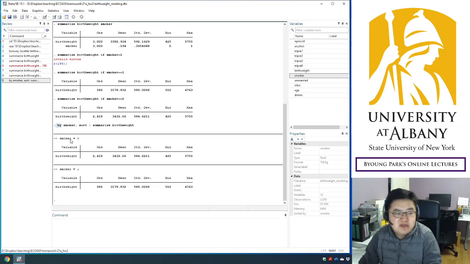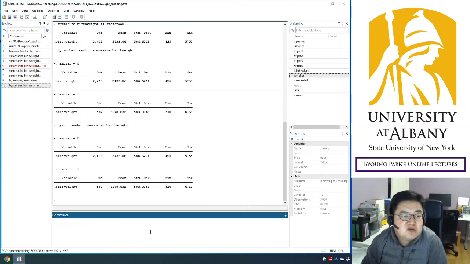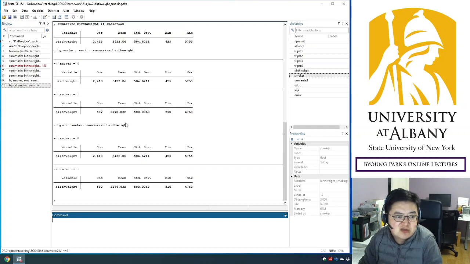I will give you a simple tip. Actually, the by option can be simplified to bysort. So almost always by and sort go together. So this is how you usually use it. Same thing, same command, but simplified into one command, bysort. But it does not matter. Both are doing the same thing.